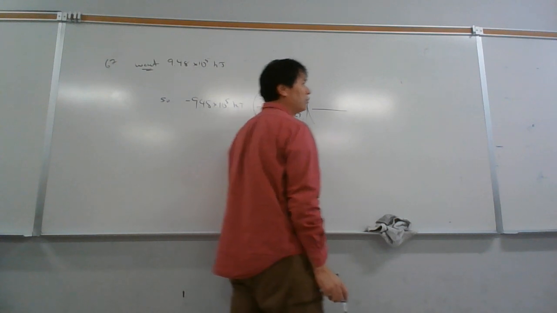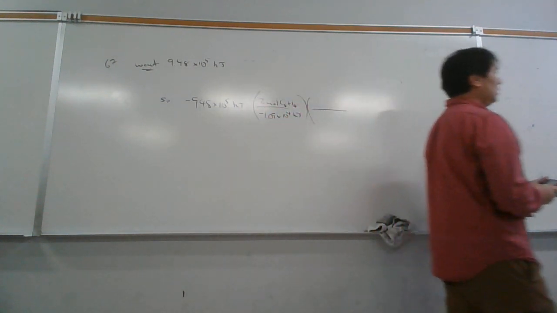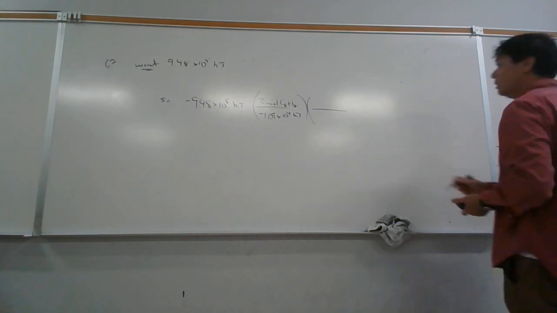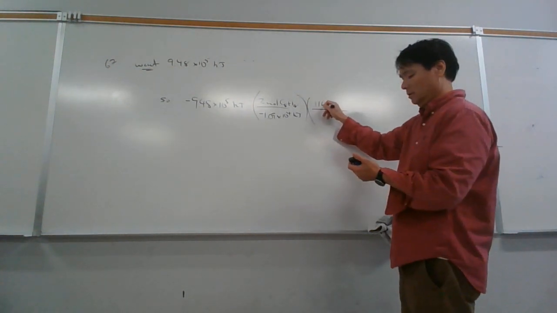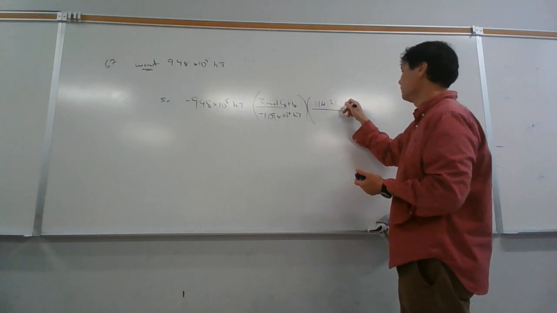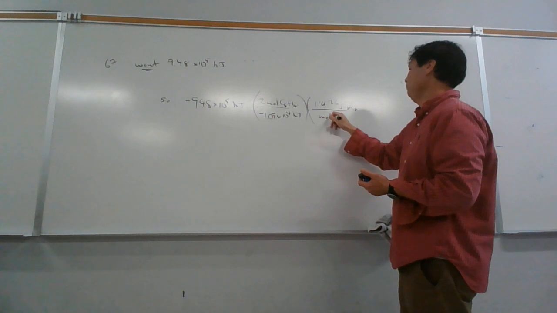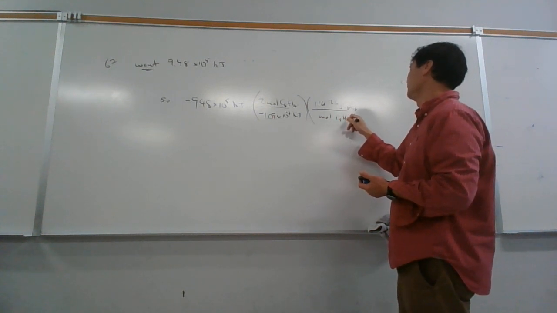And so we'll need the molar mass of octane. The molar mass of octane is 8 times 12.01 is 96.08 plus 18.18, which would be the hydrogen. And that's 114.26 grams of octane per mole of octane.